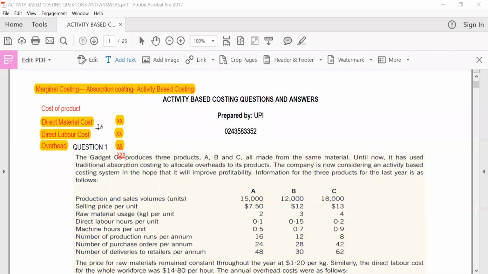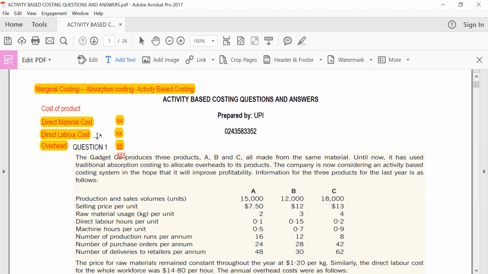So far as the examiner tells you that the material cost is 2% waste, then that means you have to multiply the material cost by 100 over 98. If they tell you that the waste is 3%, you multiply by 100 over 97. If they tell you that the waste is 5%, you multiply by 100 over 95.